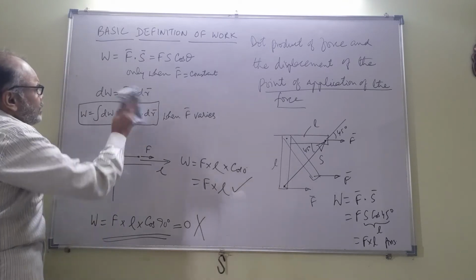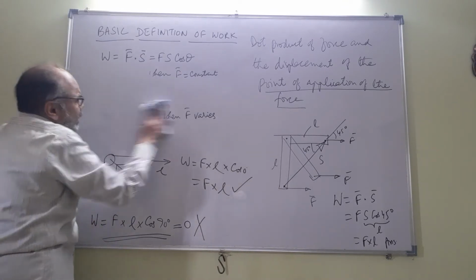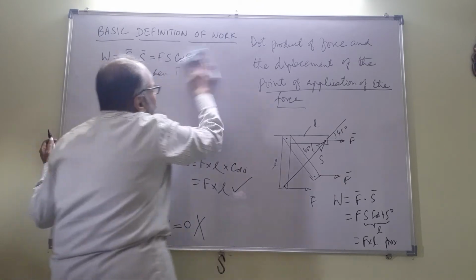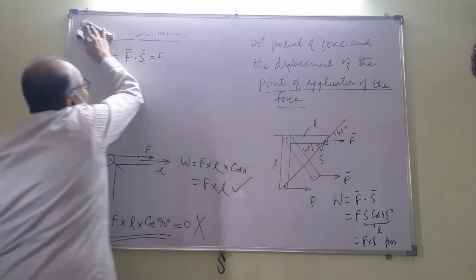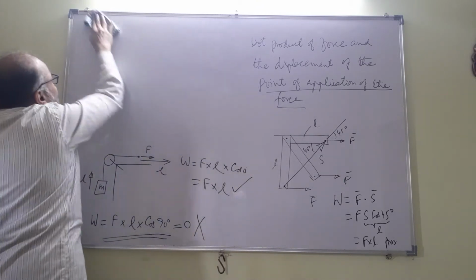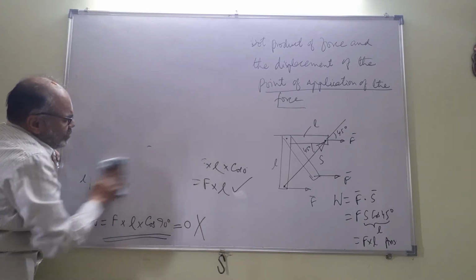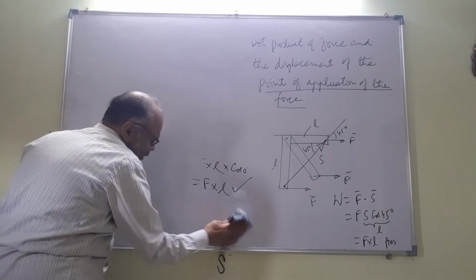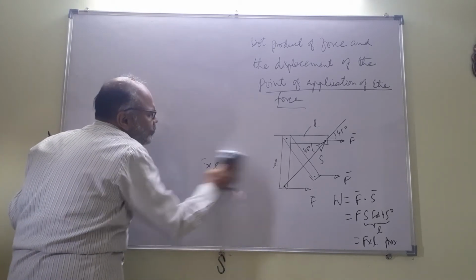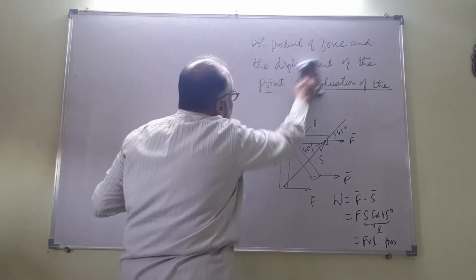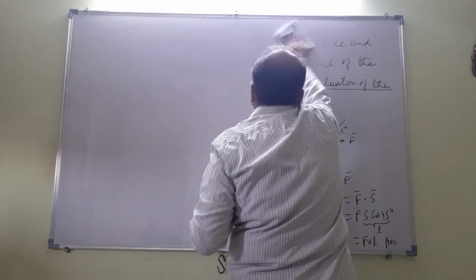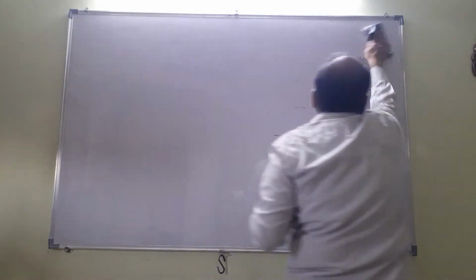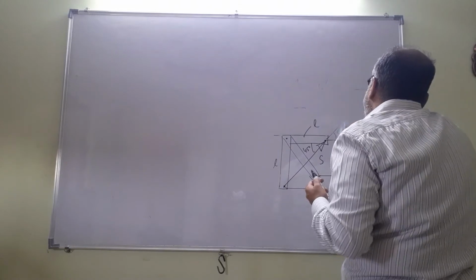Now let us take an example from rotational mechanics. Supposing on a rough horizontal surface there is a disc which is rolling. It's a rough surface, so there is frictional force.